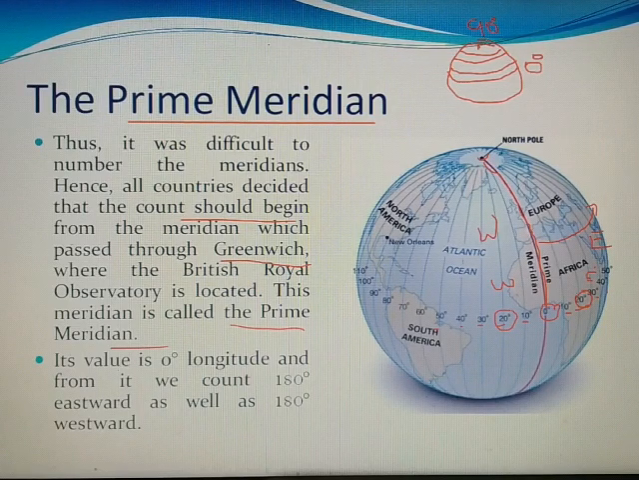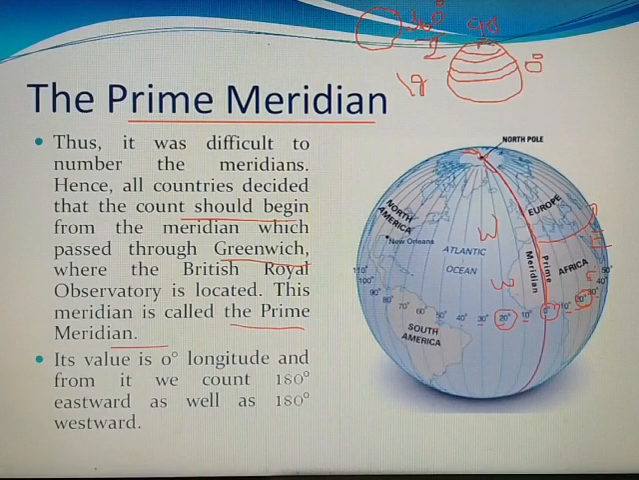The value of this prime meridian is 0 degree longitude, and from it we count 180. 180 will be on the opposite side, this side. 180 eastward as well as 180 degree westward. That means in one circle there are 360 degrees, and half of this 360 degree is 180. So 180 degree will be eastward, and 180 degree westward also.